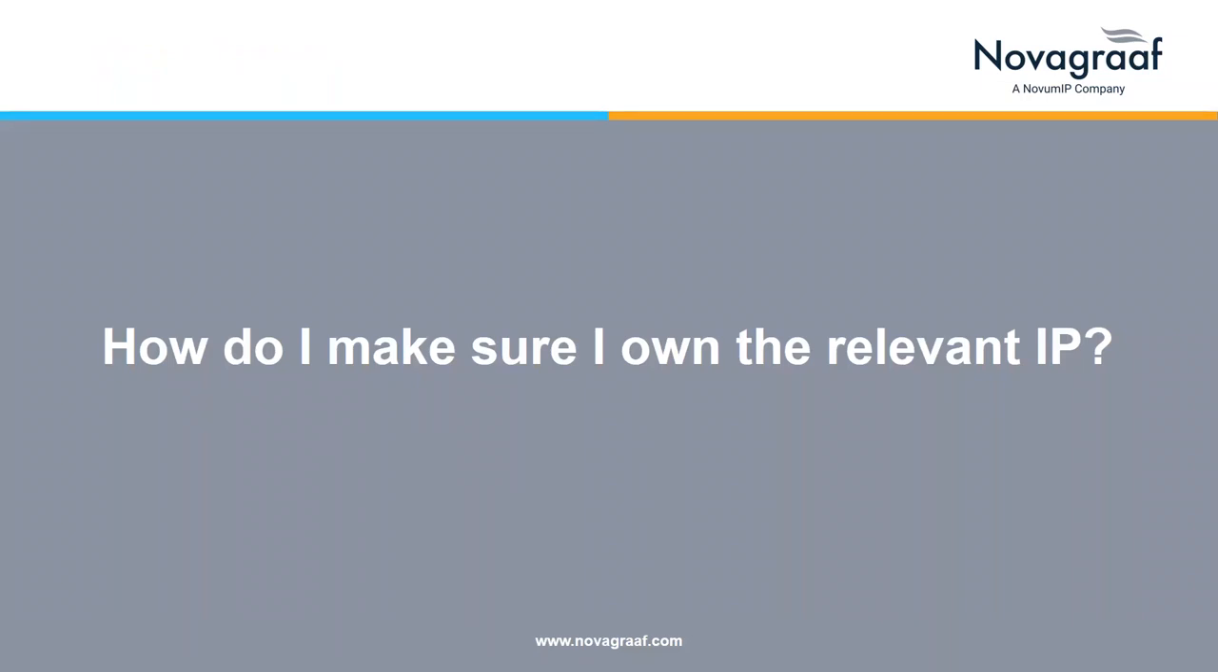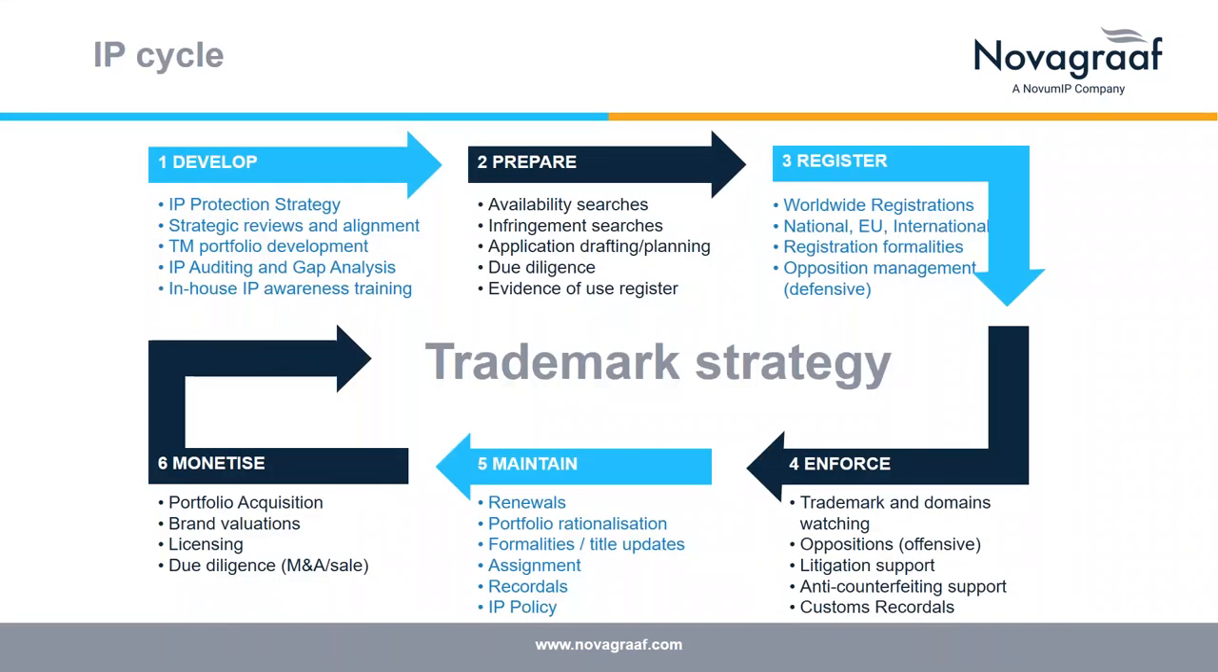Now, how do you make sure you own the relevant IP? First, let's have a look at the IP cycle. Already in the development phase, you see a few very important points. IP protection strategy, for example, but also the trademark portfolio development, IP auditing, gap analysis, all things that you can do in order to develop your IP and your trademark strategy. Then, of course, there's the preparation. And in an M&A situation, for example, a due diligence search is very important. Now, also the registration of trademark rights is very important. I will get back to that later on.